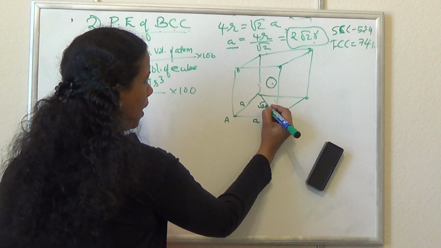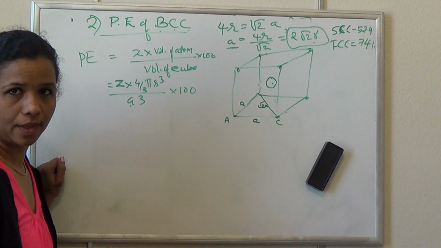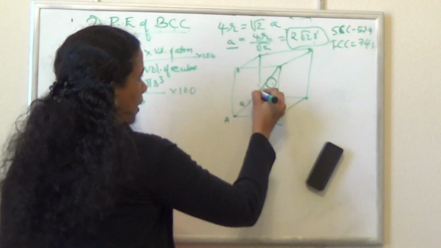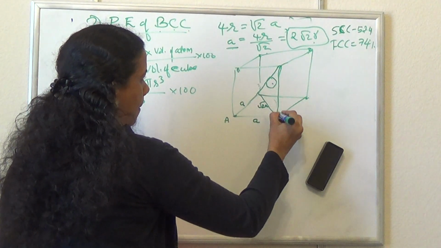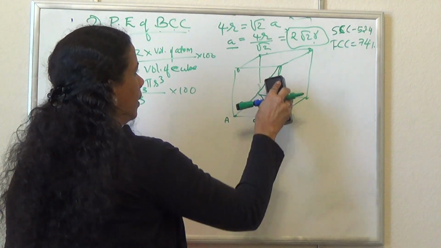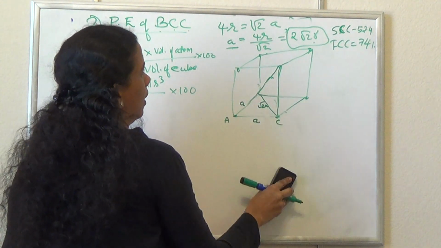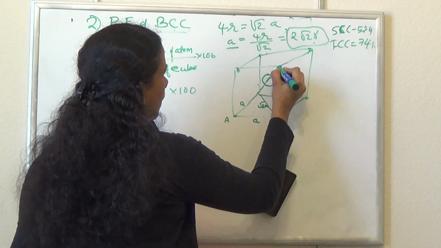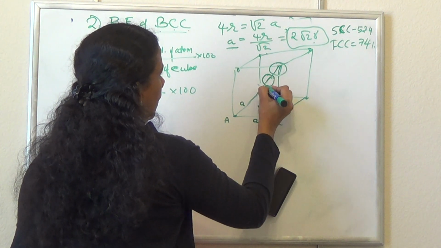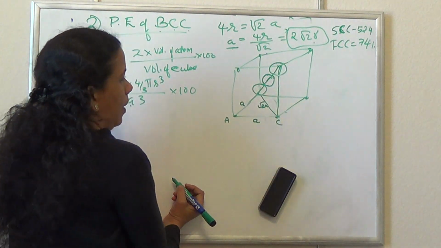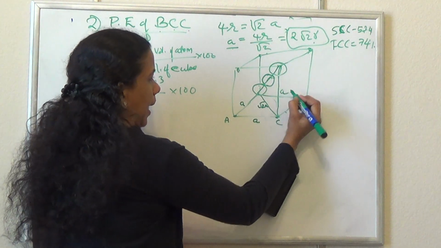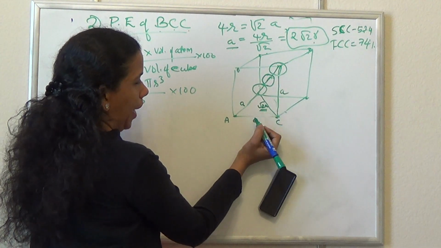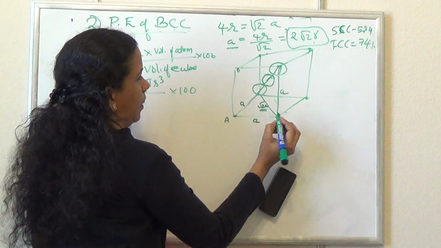Here we got this value, that is root 2a. Then we are considering a new triangle that is going through the body center. This is edge length a. This value we already learned from FCC, that is root 2a. Then we have to find this.